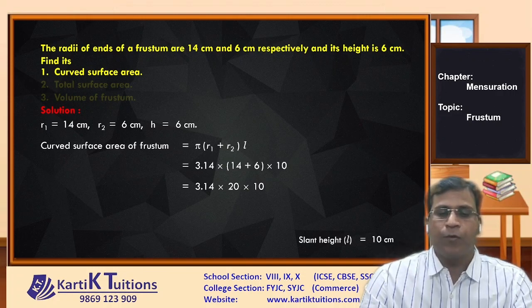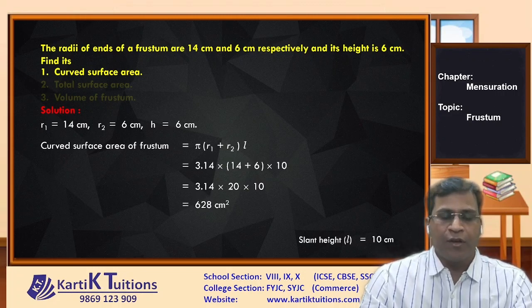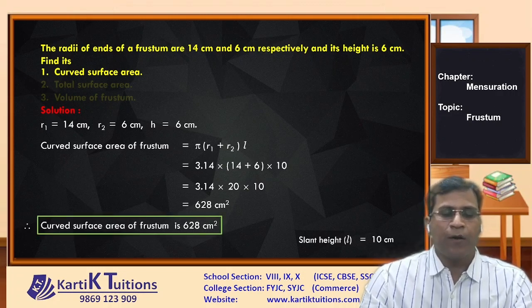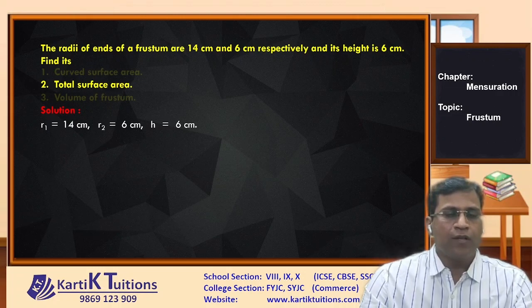So basically 3.14 into 200 will give us 628 centimeter square. So the curved surface area of a frustum is 628 centimeter square. Let's proceed to the next part of the sum. Now next we have to find the total surface area.